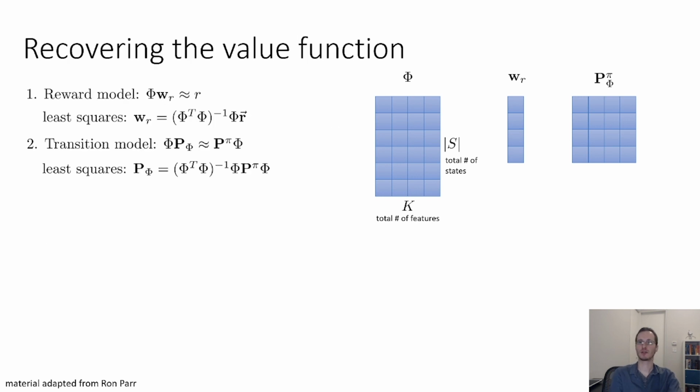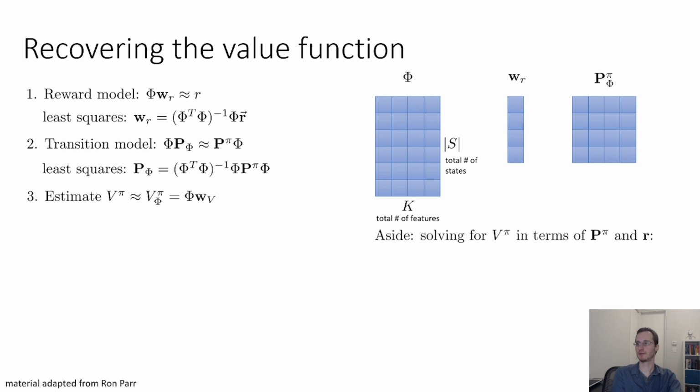Okay, so we've got our reward, we've got our transition probabilities, which means that we can estimate our value function with some linear equation, phi times WV. How do we get WV from WR and P phi? Well, as an aside, if you have a tabular reinforcement learning problem and you want to solve for v pi in terms of P pi and r, you can write v pi as r plus gamma P pi v pi. This is just the Bellman equation expressed in vector notation.